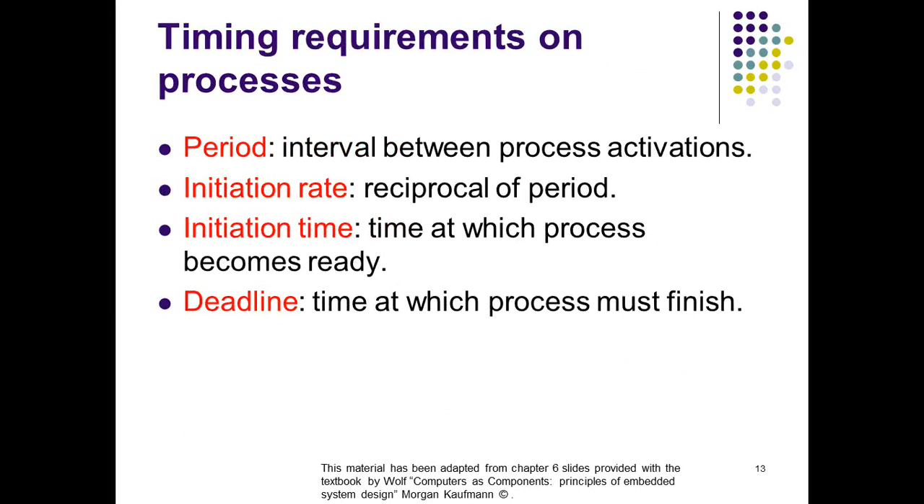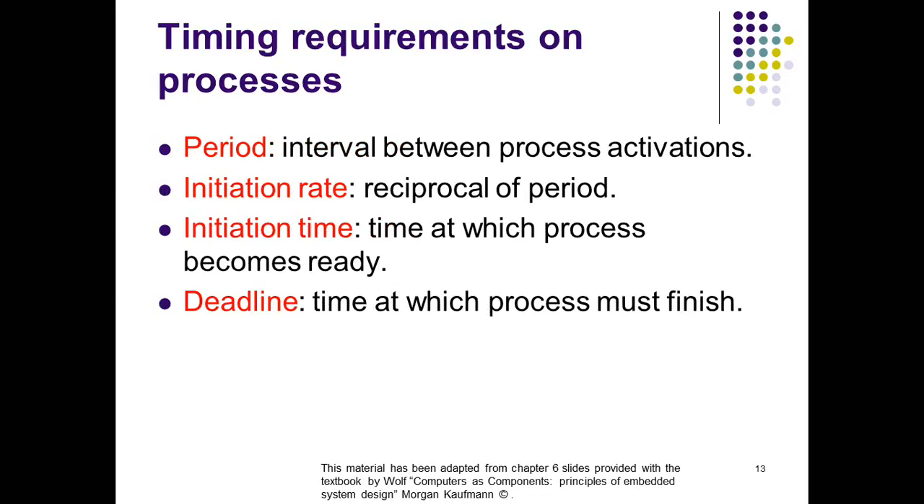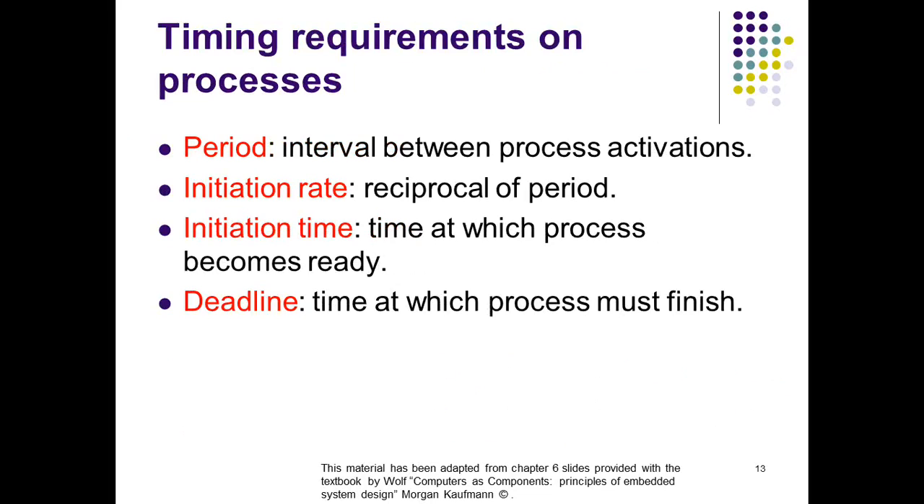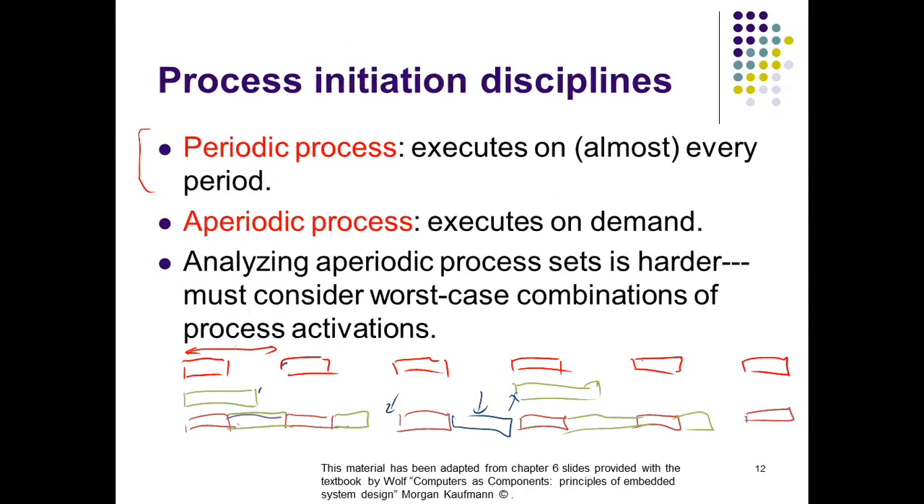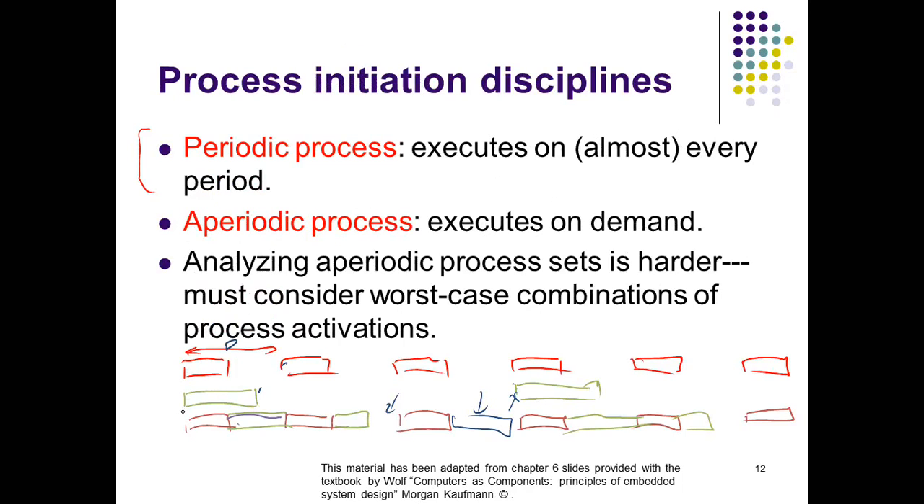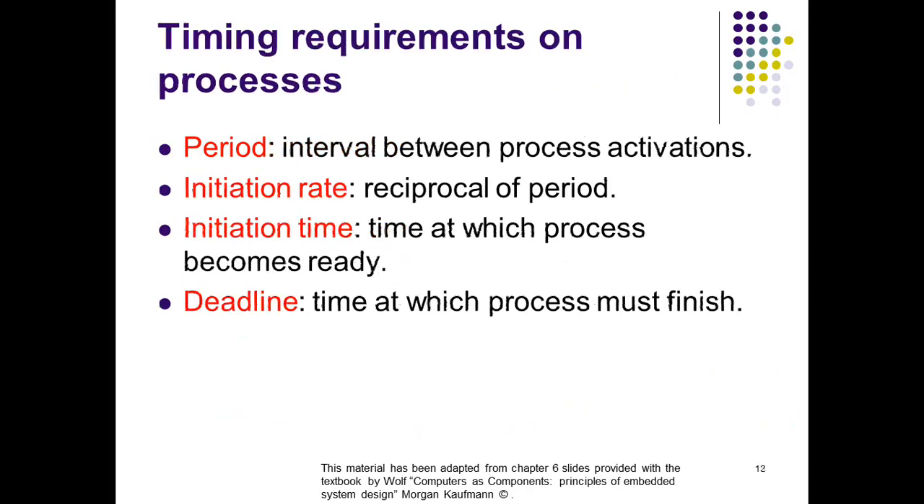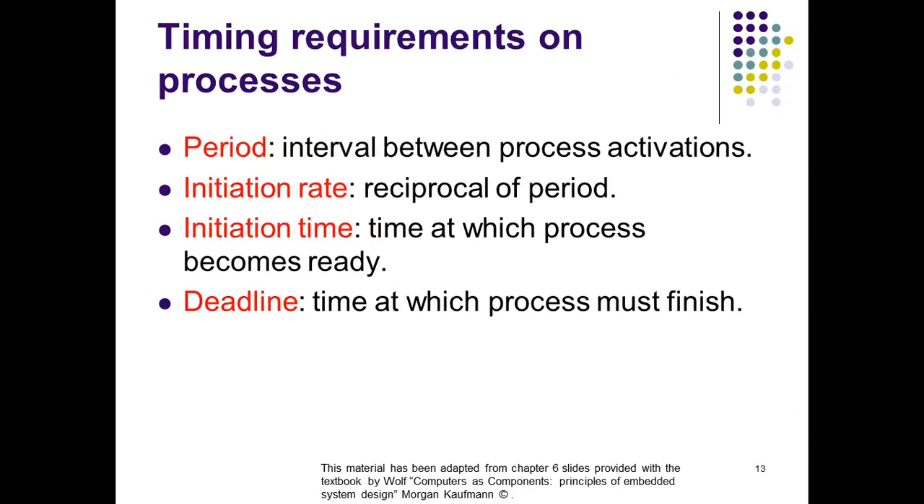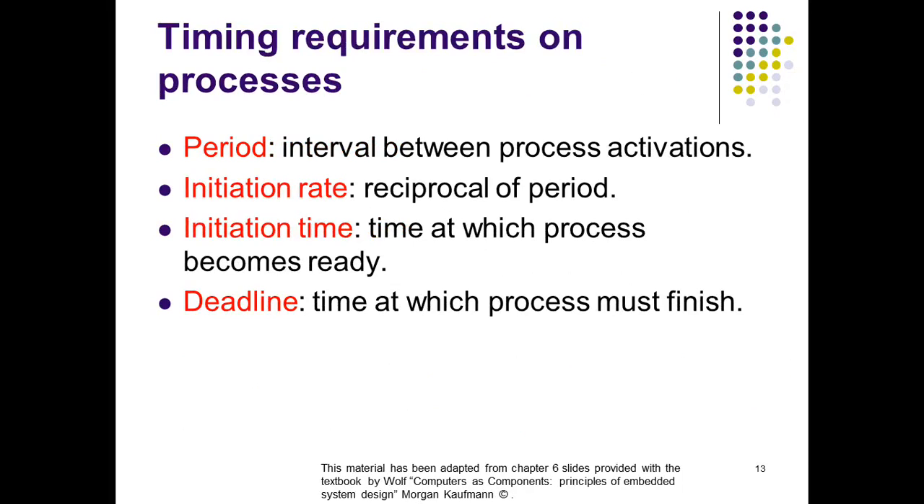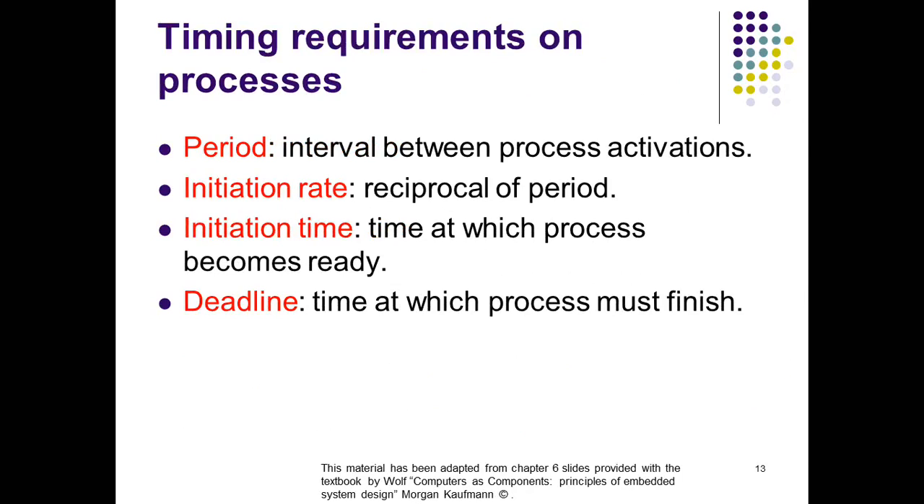In terms of just notation again, we've talked about a period, so that's the interval between activations. Your rate, which is how often your processes have to start, is just 1 over your period. This is your period, but your rate is it starts here, it starts here. Sorry, that's your initiation time, when they become ready. Your deadline is when they must finish, and we're treating deadlines as just when the process has to begin its next period for now.